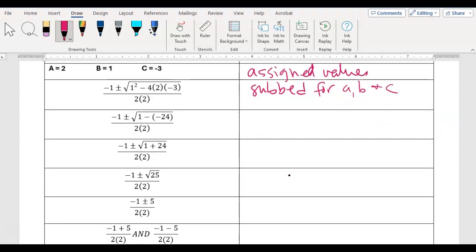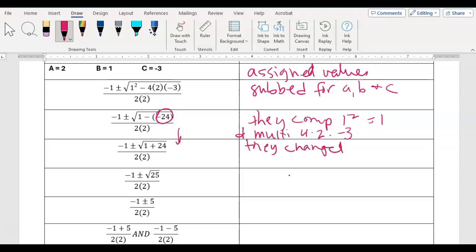And then in this one, they completed 1 squared, which equals 1. And then they also multiplied 4 times 2 times -3. Now notice here that they wrote this as -24, but in the next step, a minus, a negative, gives us a positive. So they changed minus a minus to positive 24.